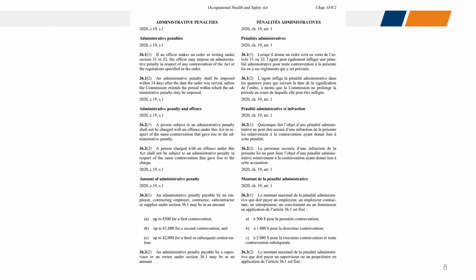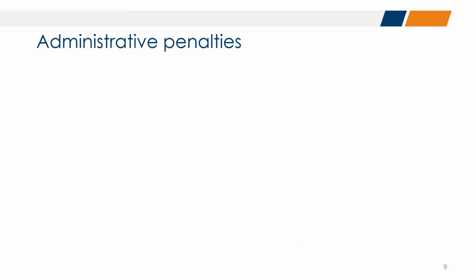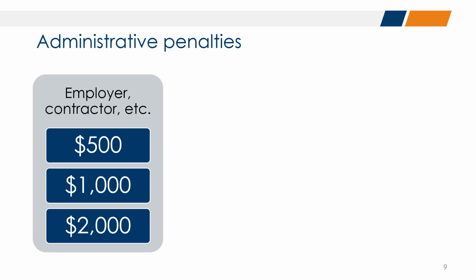Now that you have opened up the Occupational Health and Safety Act, you can simply scroll down to section 36.1, where the sections on administrative penalties begin. Section 36.3 subsections 1, 2, and 3 of the Occupational Health and Safety Act specify the amount of the administrative penalties for the different workplace parties.